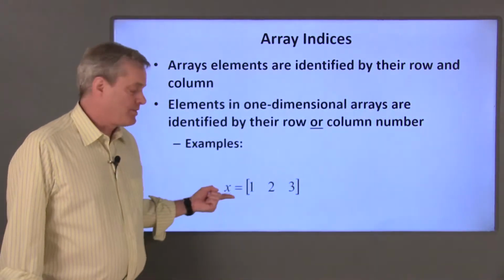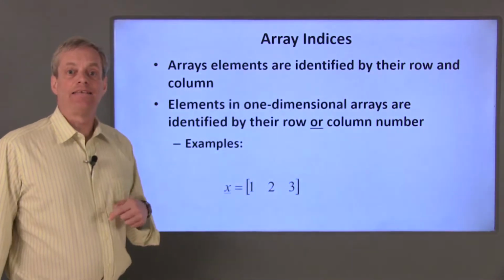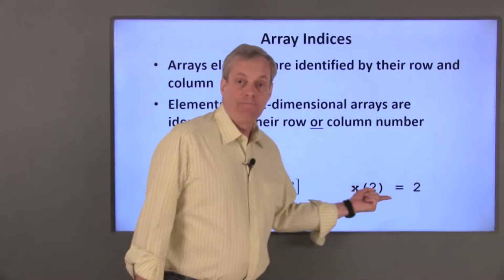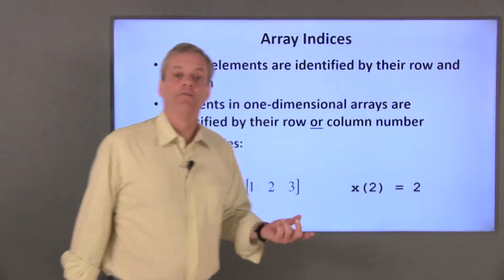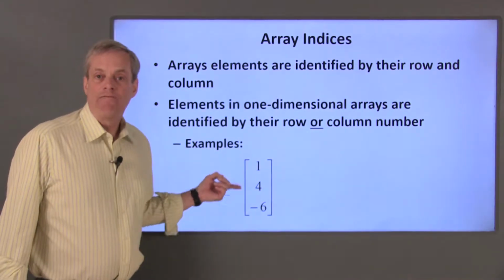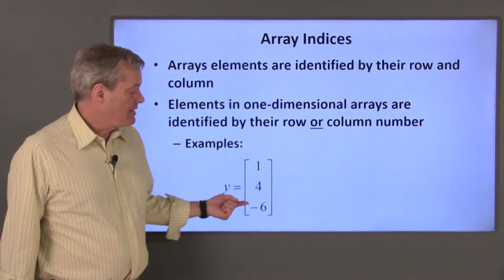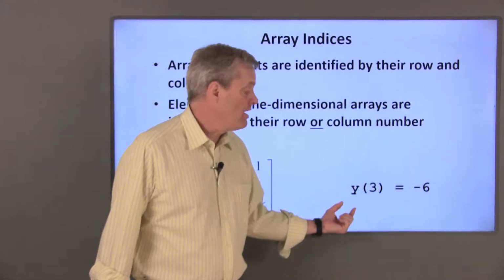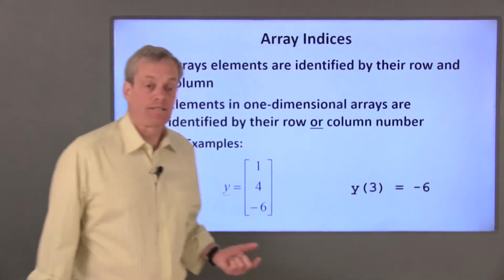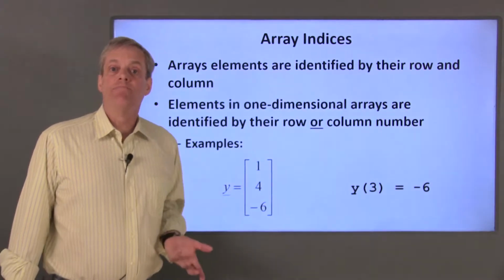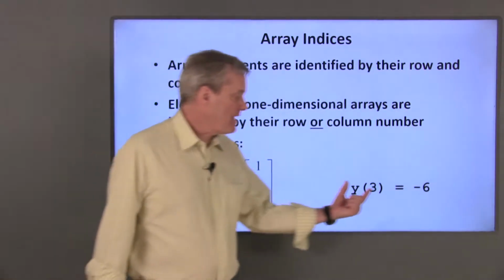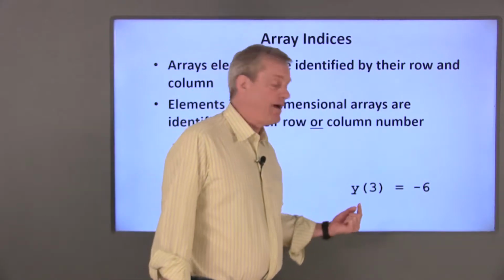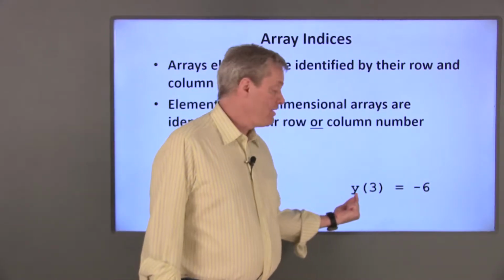Suppose I have a row vector named X. I can get the element in the second column, the number 2, by typing X of 2. Finally, say I have this column vector Y. I can get the third element in Y by typing Y of 3, which will return negative 6. Always keep in mind the difference between the number itself, negative 6, and the location in the array the number occupies, the third element in the array Y.